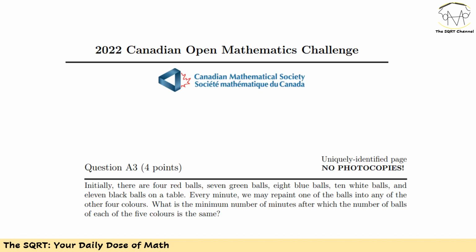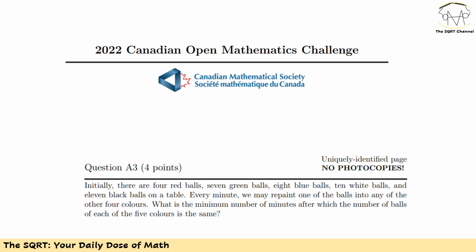Now let's focus on problem number 3. In this problem, the problem says initially there are 4 red balls, 7 green balls, 8 blue balls, 10 white balls, and 11 black balls on a table. Every minute, we may repaint one of the balls into any of the other 4 colors. Since we have 5 colors, we are going to pick one of the balls. Whatever color it has, we are going to just ignore that and then paint it to one of the other 4 colors that we have on the table. It's going to take us 1 minute.